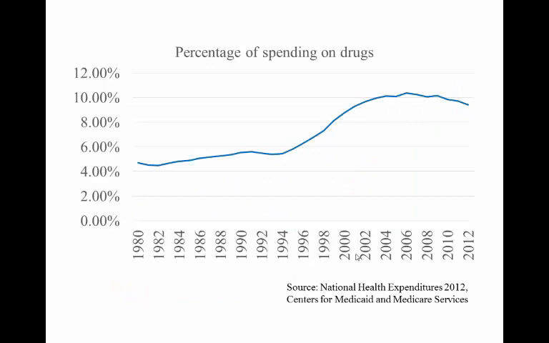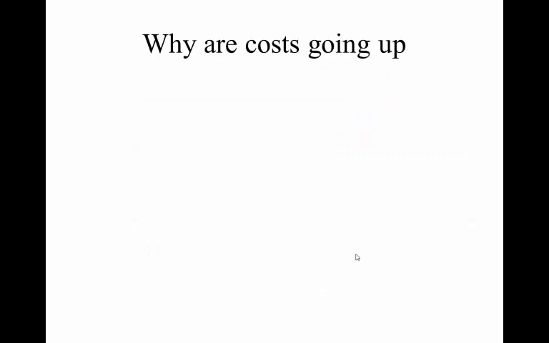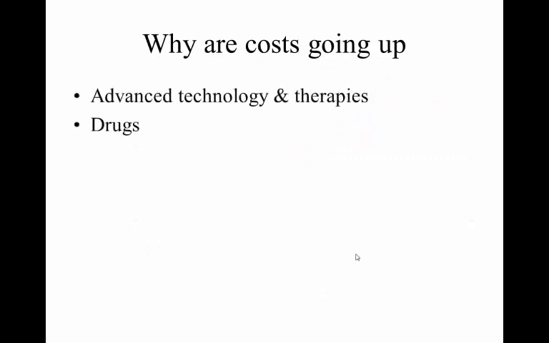This next chart shows drug spending as a percentage of overall spending. As you can see, it doubled between 1994 and 2004. That was the really rough period for drug spending. It has dipped a little bit recently. This is in part due to some very expensive drugs coming off patent so that generic versions of them are available. So, technology, especially drugs, are a factor here.